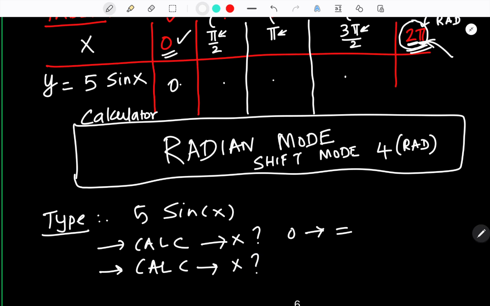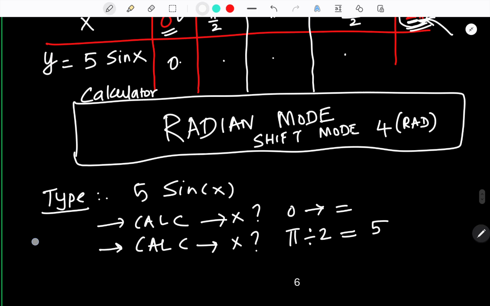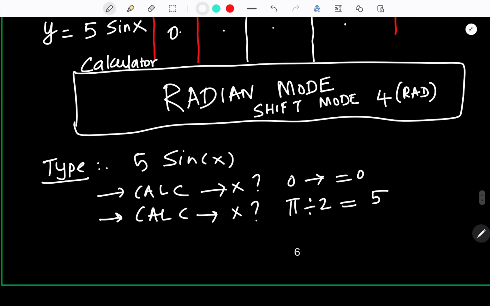Okay, now you press pi by 2. So shift pi divide by 2. You just type like this, shift pi divide by 2 equals. You will get the answer pi. Okay, right. Then after that, again press calc.